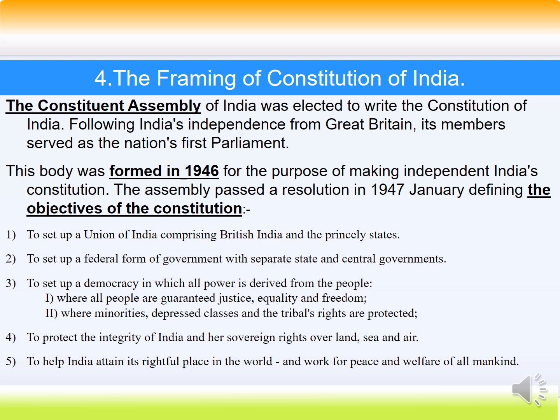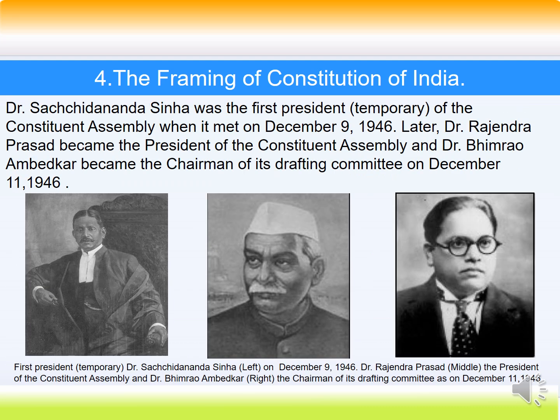The assembly passed a resolution in January 1947 defining the objectives: to set up the Union of India comprising British India and the princely states, to set up a federal form of government with separate state and central governments, to set up a democracy in which all power is derived from the people, to protect the integrity of India and her sovereign rights over land, sea and air, to help India attain its rightful place in the world and work for the peace and welfare of all mankind.